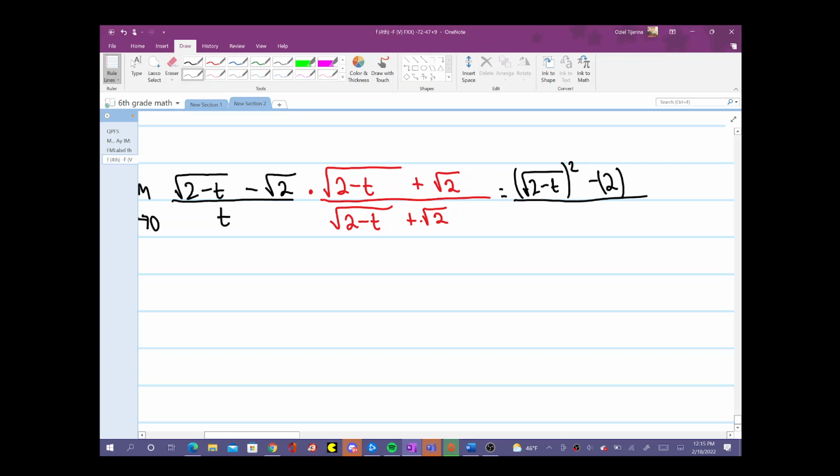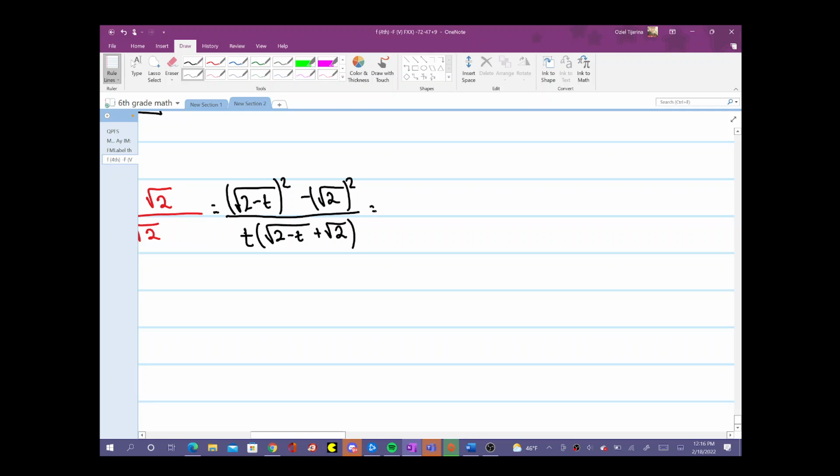Actually, let me do it this way. The square root of 2 squared, like that. And then on the bottom, we're going to put t times the square root of 2 minus t plus the square root of 2, right? So that's what we're going to put on the bottom. And then we're going to have 2 minus t minus 2, all over t times the square root of 2 minus t plus the square root of 2, right?